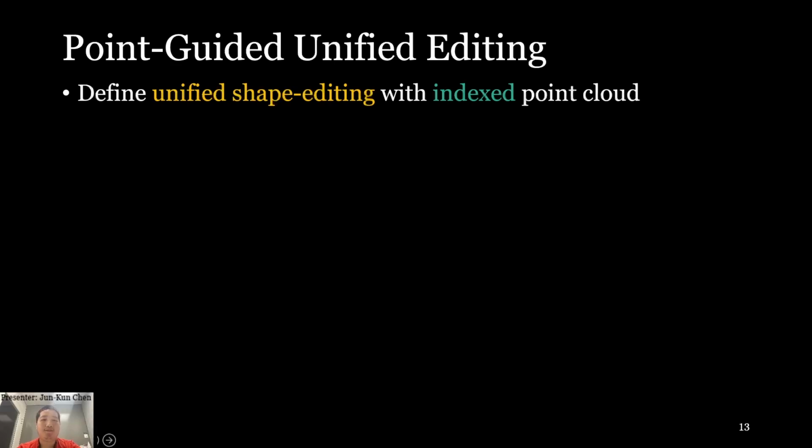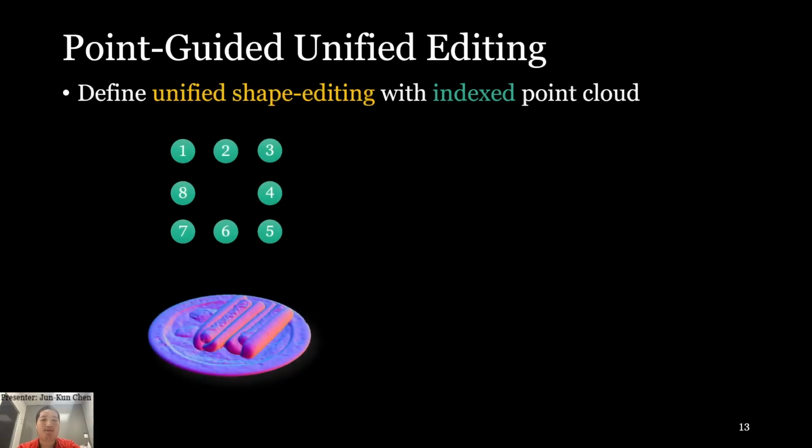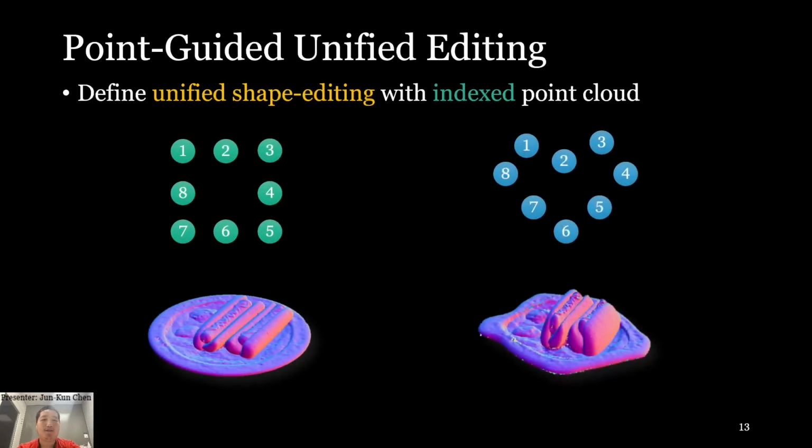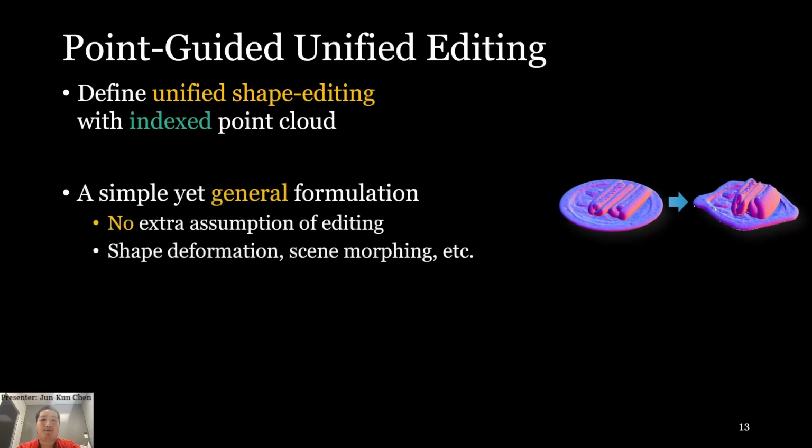With the input point cloud NeRF, we define the unified shape editing with an indexed point cloud. We define a point cloud as a mapping from index to point, and a scene operation as another point cloud with the same set of indexes, meaning that the point of each index moves to the new given location. Such a definition is general with minimum extra information, without any assumption of smoothness, continuity, or modelability. It covers the shape deformation task, and even the scene morphing task never studied by previous work.